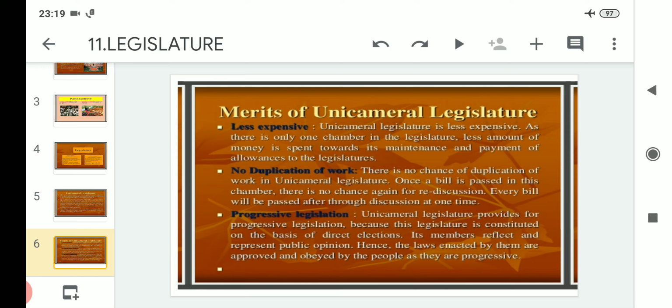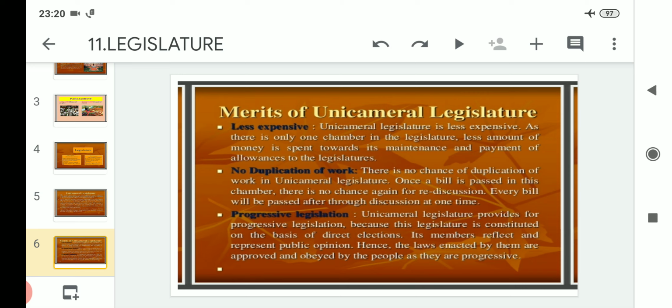Number one, a merit or advantage of unicameral legislature is that it is less expensive. By the word itself you can feel why it is less expensive, because it has only one chamber or one house. So let us read what is written. Unicameral legislature is less expensive as there is only one chamber in the legislature. So less money is spent towards its maintenance and payment of allowances to the legislators. That means why is it less expensive? For the fact that it has only one chamber, one house, and the number of ministers allotted or appointed is for that only one chamber.